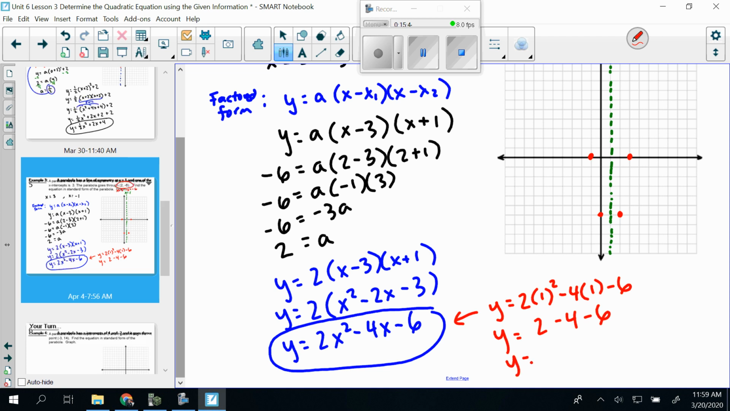So it looks like our y value comes out here to be negative 8. So we know our vertex is at 1, negative 8. Now we can finish graphing that.